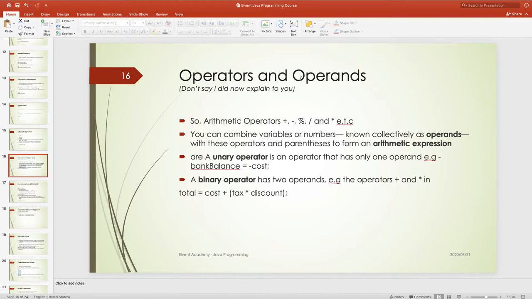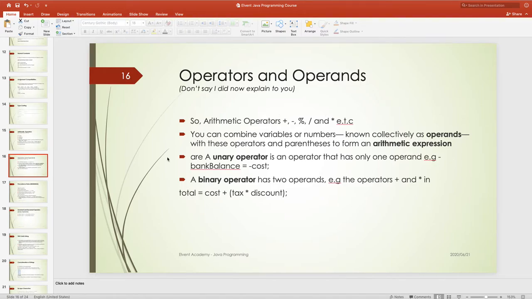Then what are operands? They are the variables or the values that you apply your operators on. You can combine variables or numbers, known collectively as operands, with these operators to form an arithmetic expression. So what are operands? Variables or numbers, collectively known as operands.